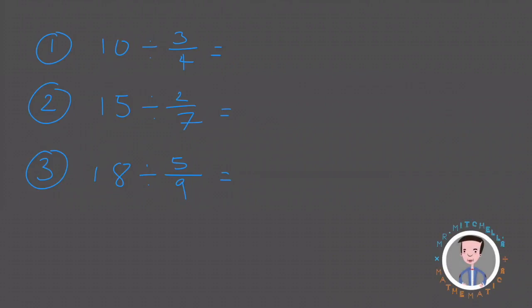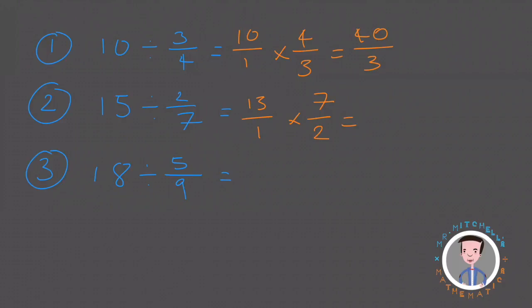So these are the final answers. What you have for the first one is 10 over 1 times 4 over 3. That equals 40 over 3. The next one is 15 over 1 times 7 over 2. That equals 105 over 2. And the last one is 18 over 1 times 9 over 5. That equals 162 over 5.